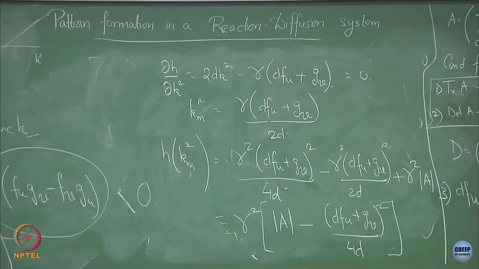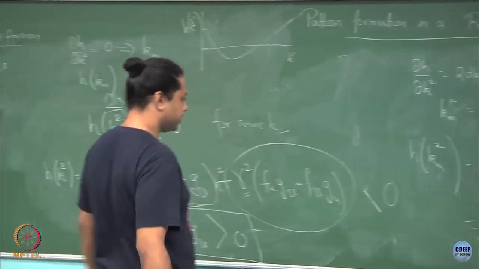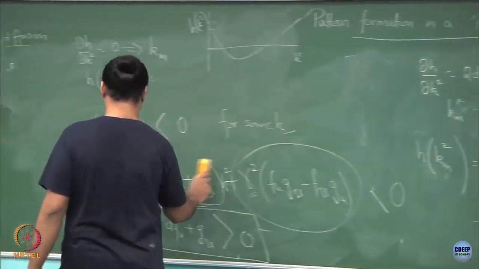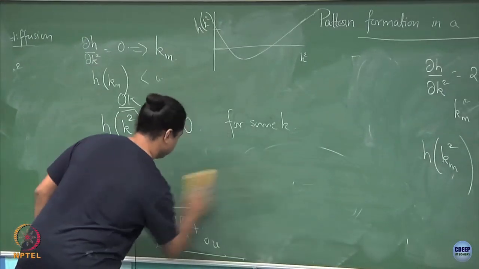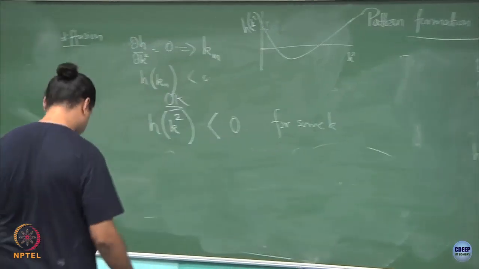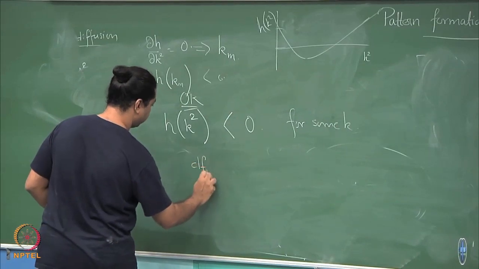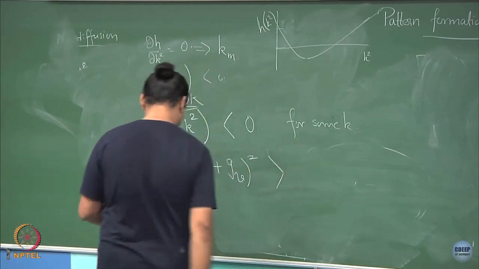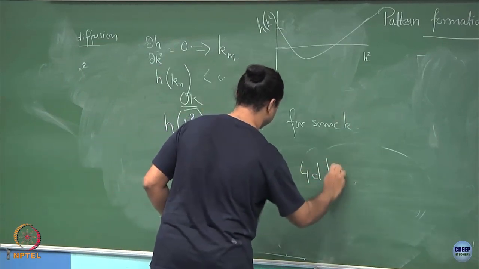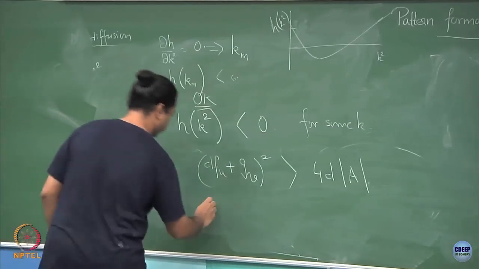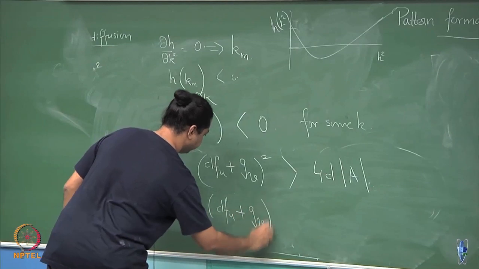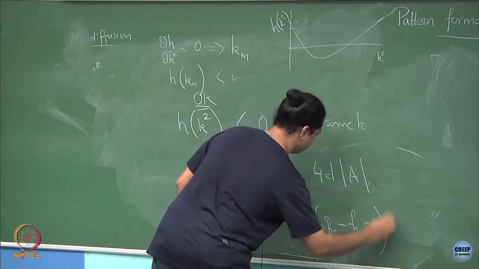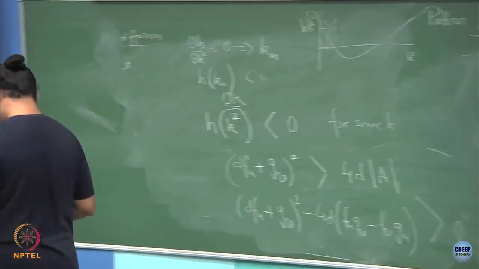Okay. So, for this to be negative, what this means is that this term must be greater than this determinant of A, obviously. So, (d fu plus g v) whole square must be greater than 4 d into determinant of A. Or another way, if I just write it out, (d fu plus g v) whole square minus 4 d into (fu g v minus f v g u), that has to be greater than 0. Okay.